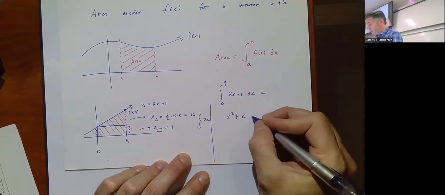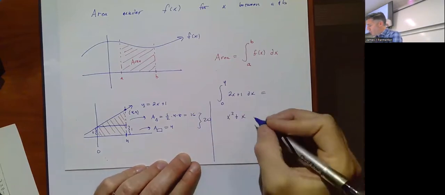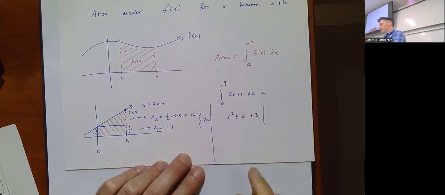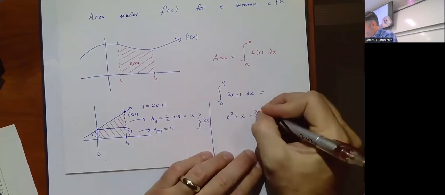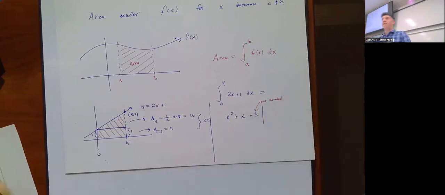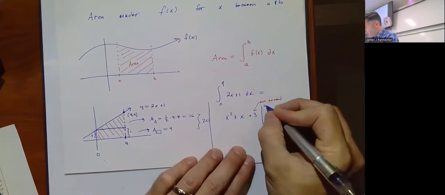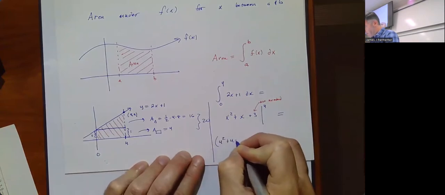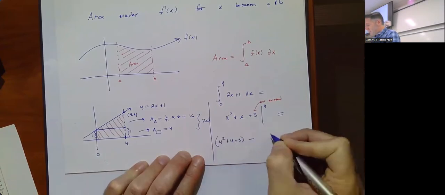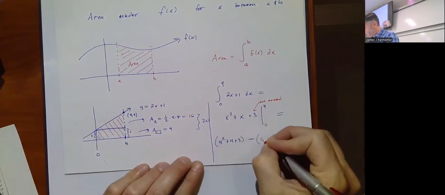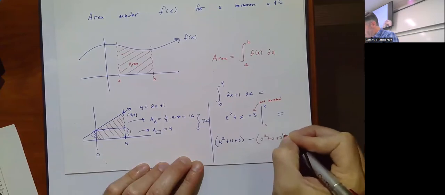You could have plus 6, for example. So let me do a plus 3 here. I hope that my numbers come out. I really just want to point out, we don't need this. Here's why. After you find the antiderivative, you evaluate your antiderivative at the top value. So that's going to be 4 squared plus 4 plus 3, minus your antiderivative evaluated at the bottom value, which is 0 squared plus 0 plus 3.